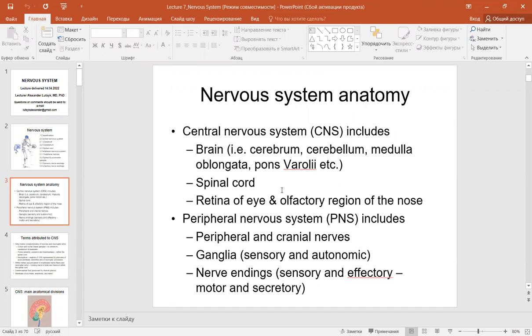The central nervous system includes the brain, cerebrum, cerebellum, medulla oblongata, pons varolii, etc., the spinal cord, the retina of the eye, and the olfactory region of the nose, consisting of neurosensory cells. The peripheral nervous system includes peripheral and cranial nerves, ganglia, autonomic and sensory, and nerve endings, sensory and effector, motor or secretory.